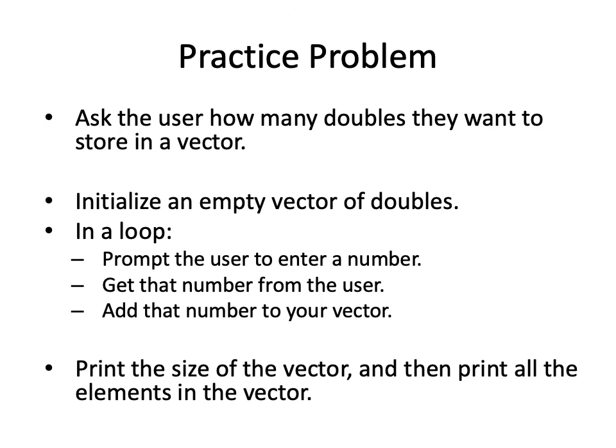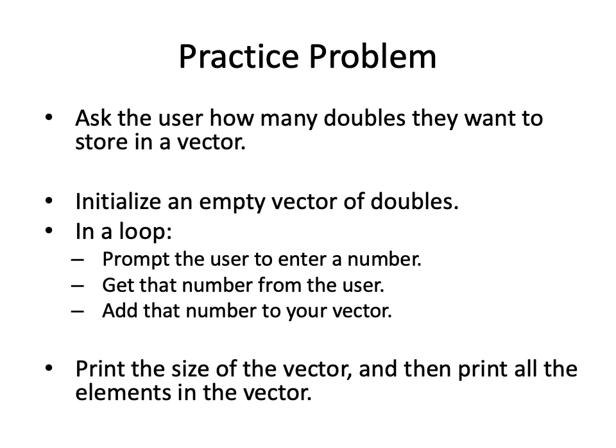So for instance, I might say, hey user, how many siblings do you have? And then they'd be like, 3. And then I'd be like, okay, let's go in a loop, 3 times. And I'll say, what is the age of your first sibling? And they'd be like, 10. What's the age of your second sibling? And they'd be like, 14. What's the age of your third sibling? 18. Cool. And then at the end, I want you to print out the size of the vector and print out each of the elements in that vector.